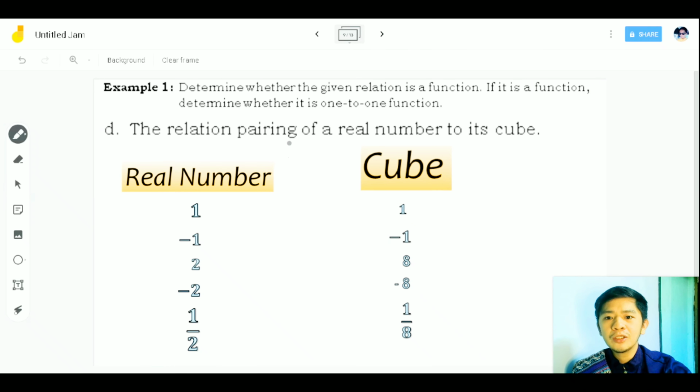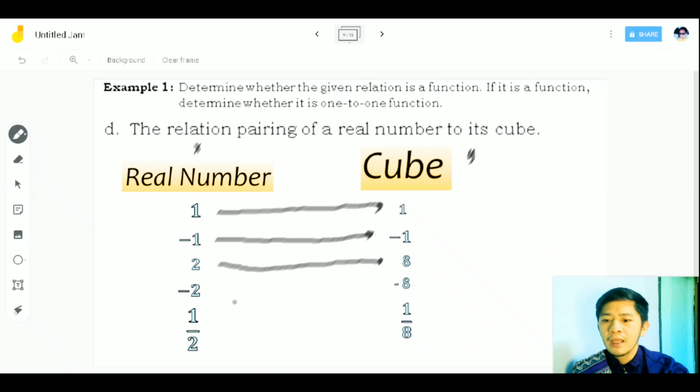Letter D, the relation pairing of a real number to its cube. So, for example, sa x value, yung mga real number. Sa y value naman, yung sa cube ng bawat real number na nasa baba. So, 1 times 1 times 1 is positive 1. Negative 1 times negative 1 times negative 1 is negative 1. 2 raised to 3 is positive 8. Negative 2 raised to 3 is negative 8. 1 half raised to 3 is 1 over 8.